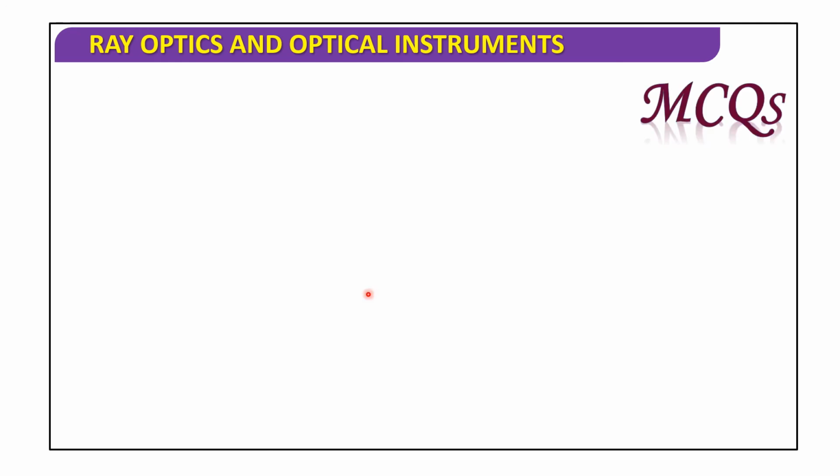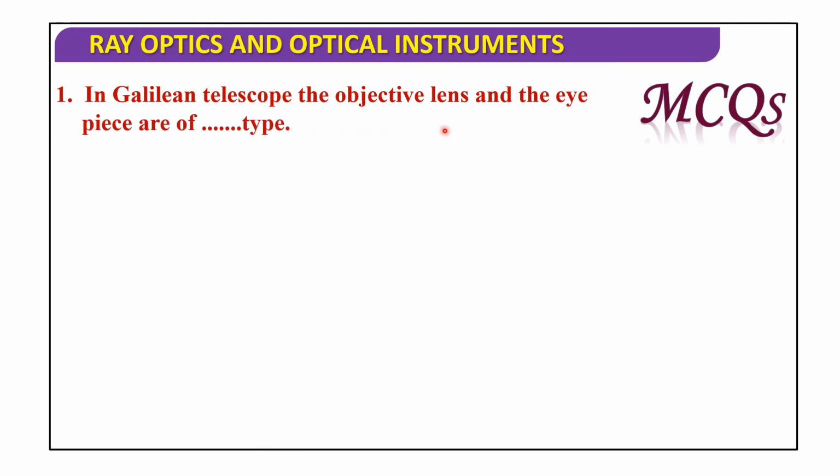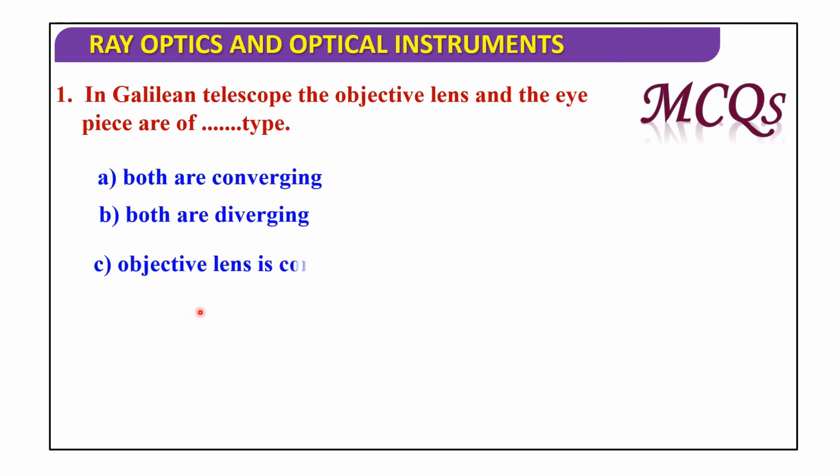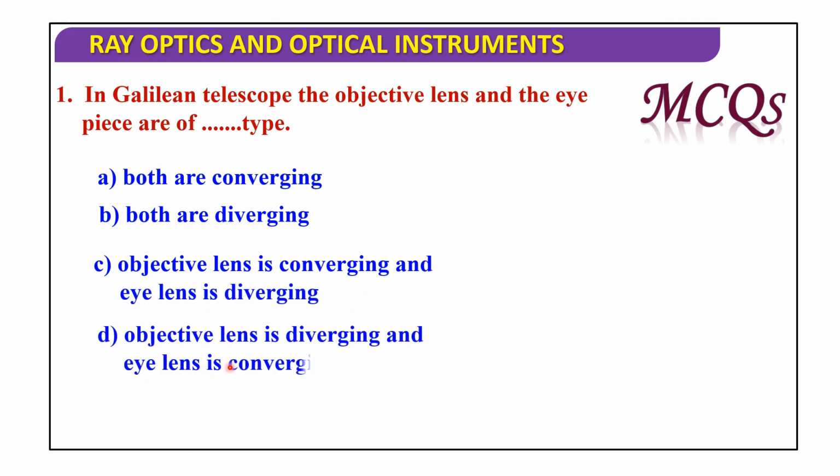Now we will discuss MCQs. First one: in a Galilean telescope, the objective lens and the eyepiece are of which type? Both converging, both diverging, objective lens converging and eye lens diverging, or objective lens diverging and eye lens converging. In a Galilean telescope, the objective lens is converging and the eye lens is diverging.